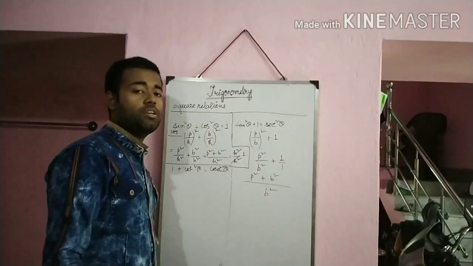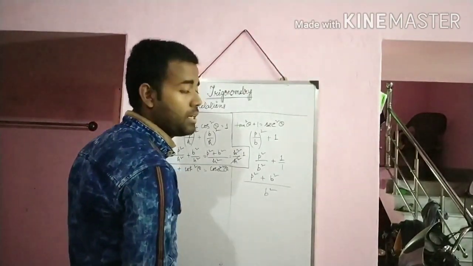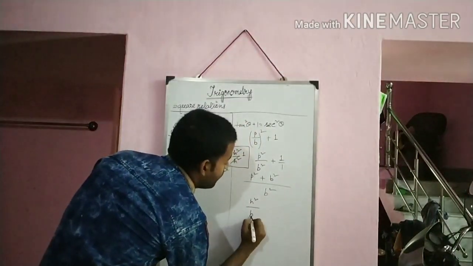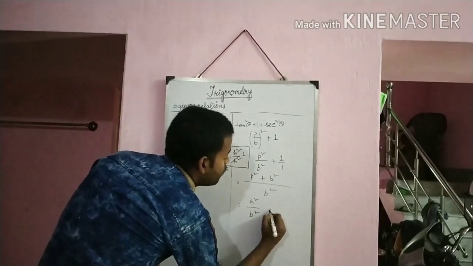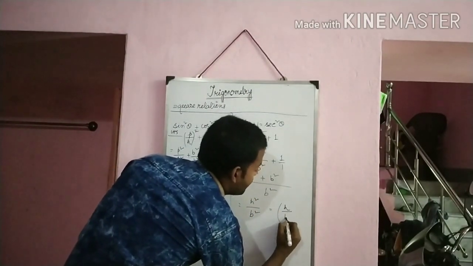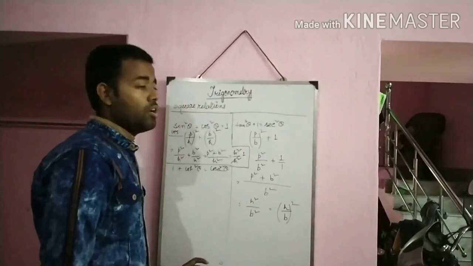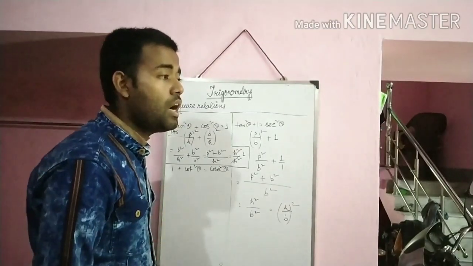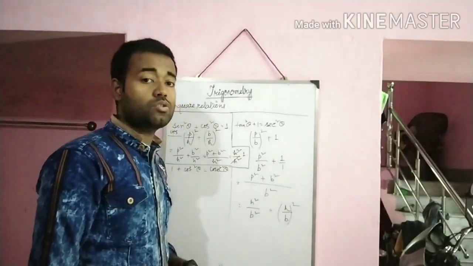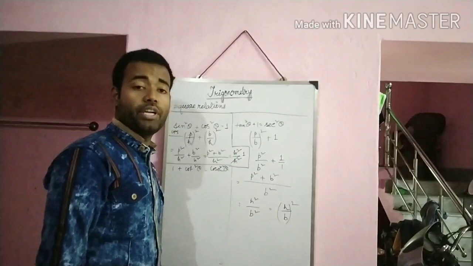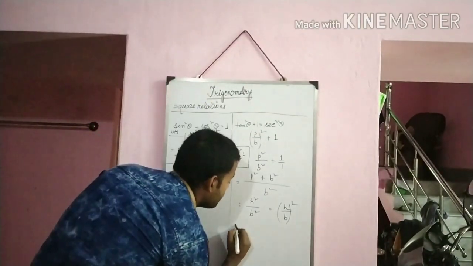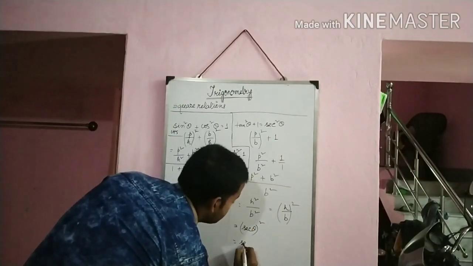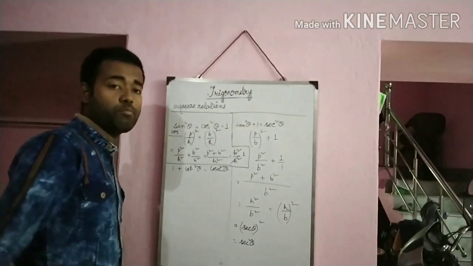Now according to Pythagoras Theorem, what do we know? That perpendicular square plus base square is hypotenuse square. So in place of this we will write hypotenuse square by base square. We can write it like this also: hypotenuse by base whole square. Now we all know that sec theta is the reciprocal of cos theta. And what was cos theta? Cos theta was base by hypotenuse. So what will sec theta be? It will be hypotenuse by base. So in place of hypotenuse by base, we will write sec theta whole square, that is sec square theta. So we have done our second proof also.